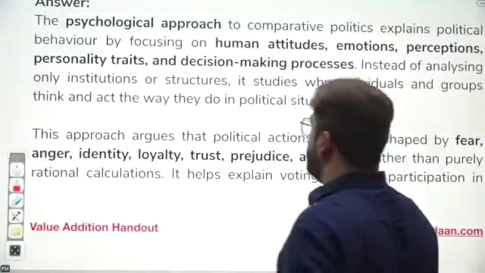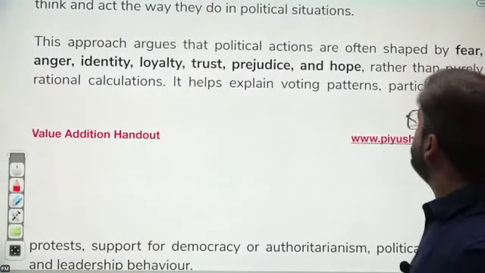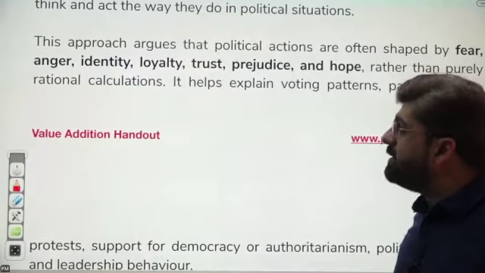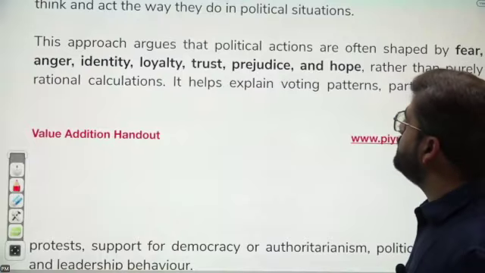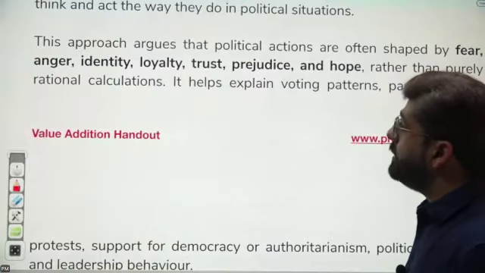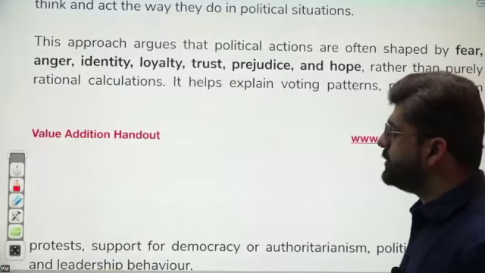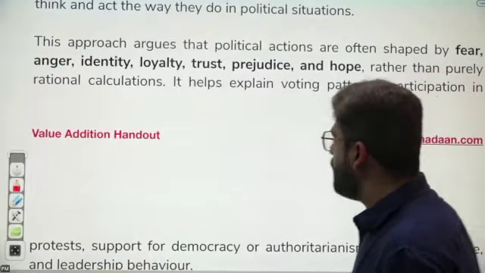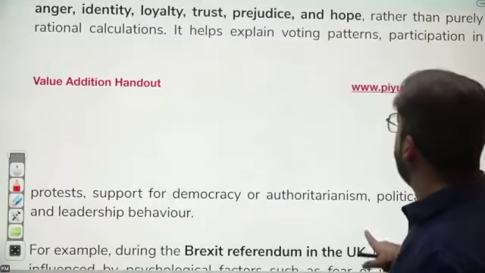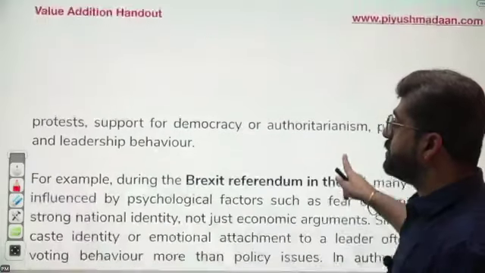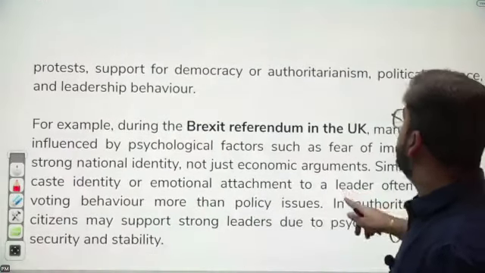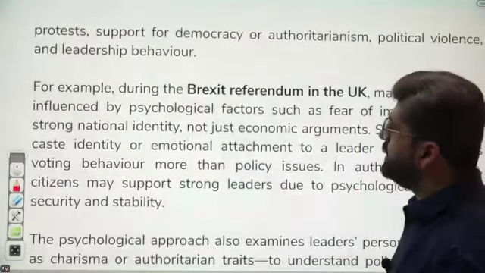The approach argues that political actions are often shaped by fear, anger, identity, loyalty, trust, prejudice, and hope, rather than purely rational calculations. Now, listen to me very carefully. This helps explain voting patterns, participation in protests, support for democracy, political violence, leadership behavior.